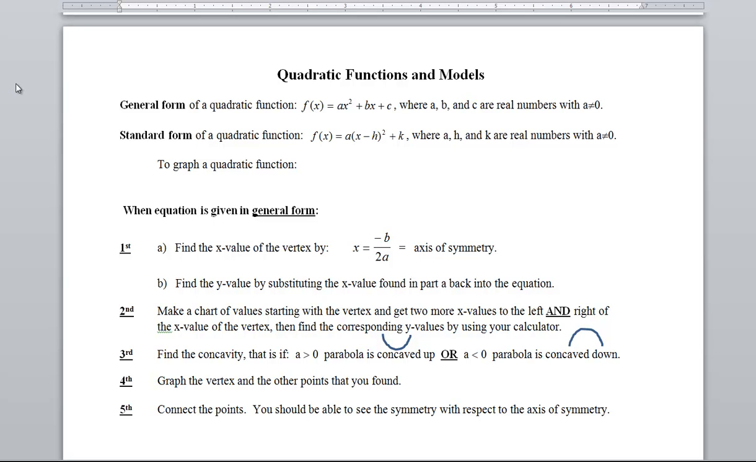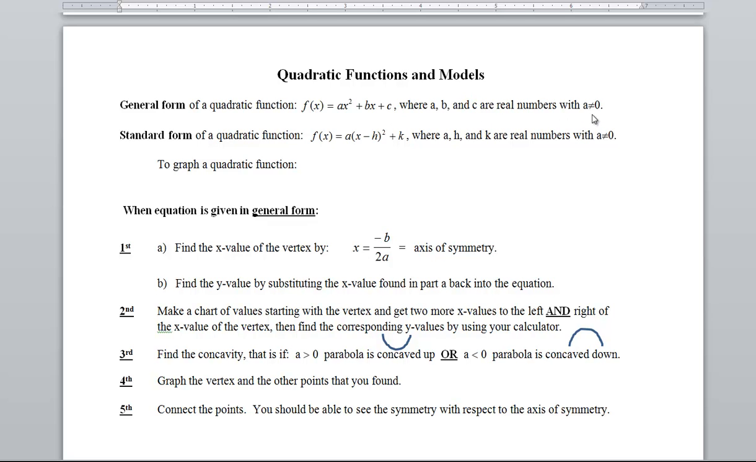Now we're going to look at quadratic functions and models. We have two different forms of a quadratic function. The first one is the general form. It should be a recognizable form from back when we were factoring trinomials, but I've got f of x equals ax squared plus bx plus c, where a, b, and c are real numbers.